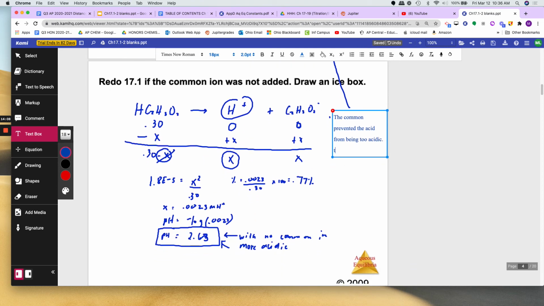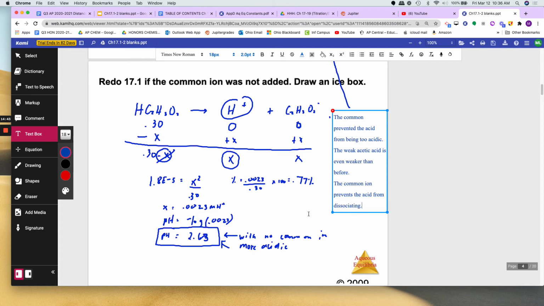So the weak acid, the weak acetic acid, right, is even weaker than before. So what does the common ion do? The common ion prevents the acid from dissociating.